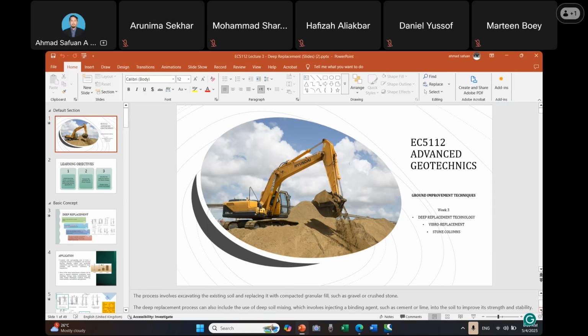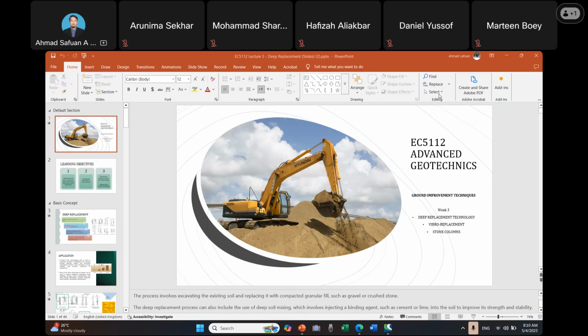Besides the use of the sand column or stone column, another part that can be considered as what we call deep replacement is the use of deep soil mixing.